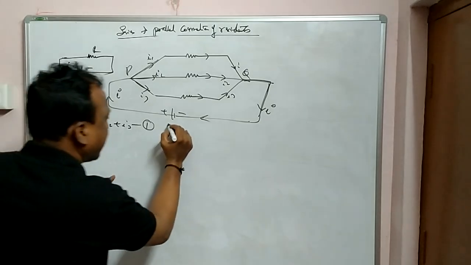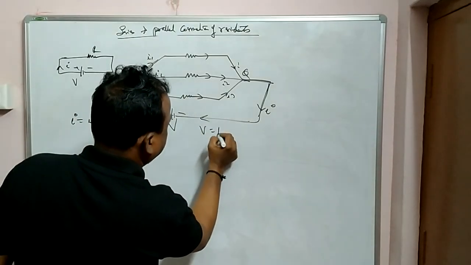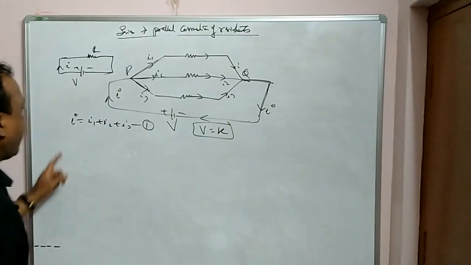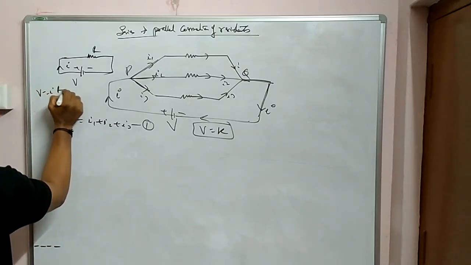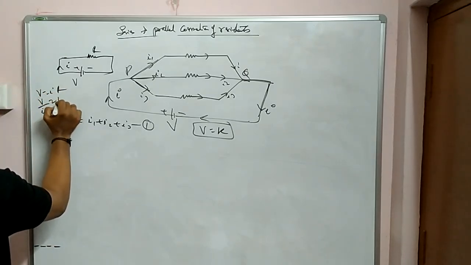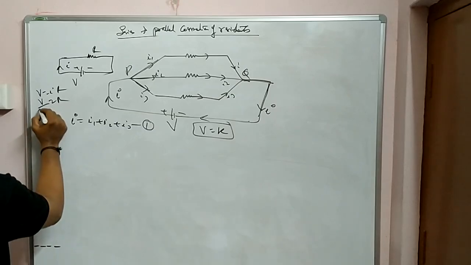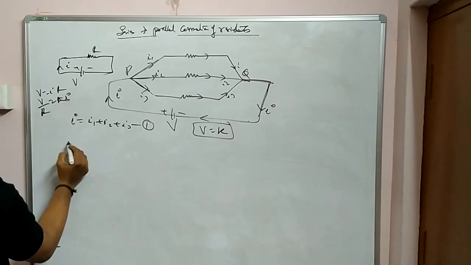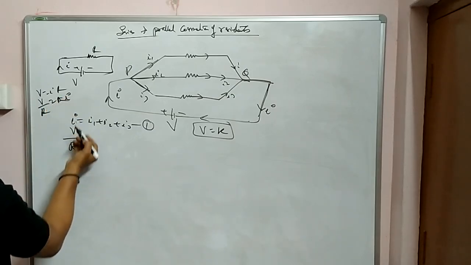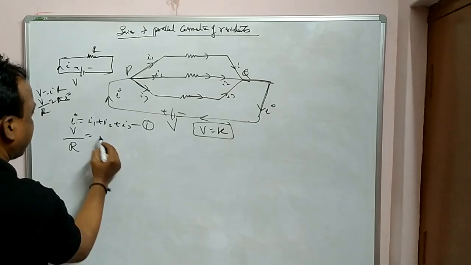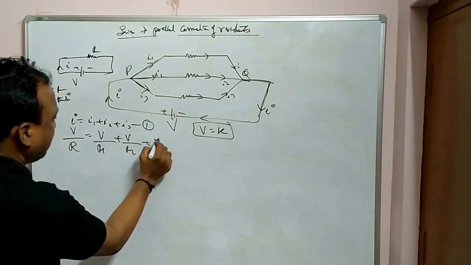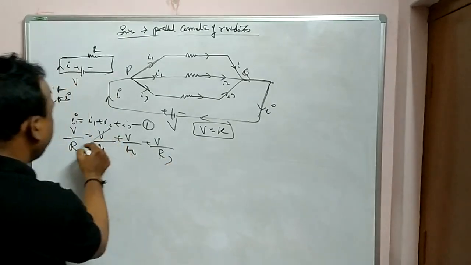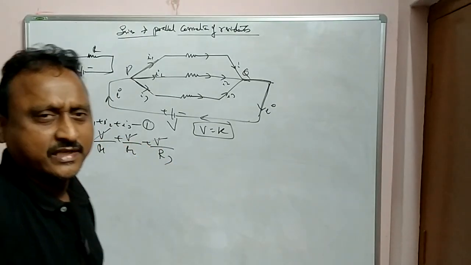And which is constant? Potential difference is constant. I is varying. And from Ohm's law, V is equal to IR, or V by I is equal to R, or V by R is equal to I. So here we put V by R for I, and V is constant. V by R1 plus V by R2 plus V by R3. If you take common, then V gets cancelled.